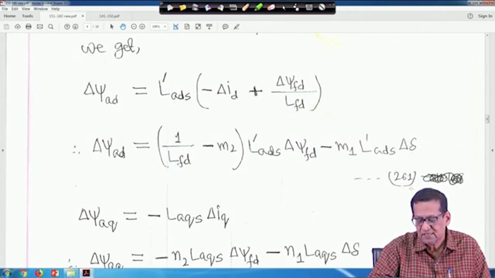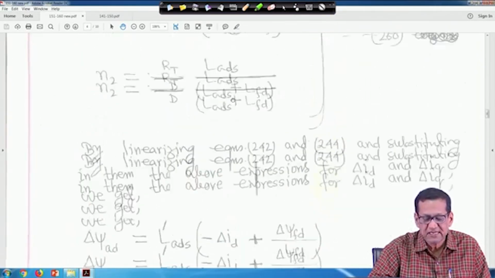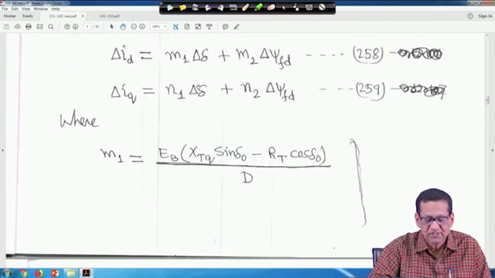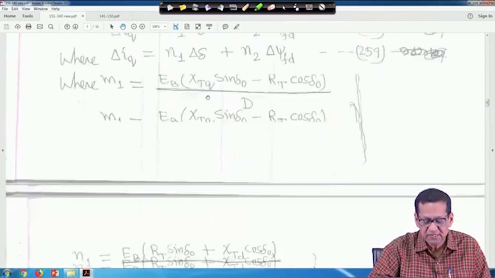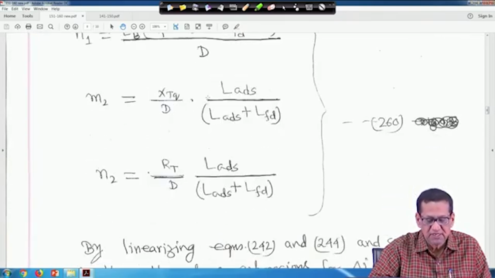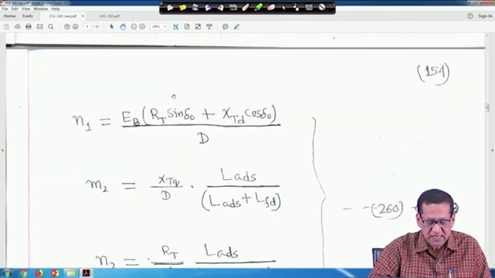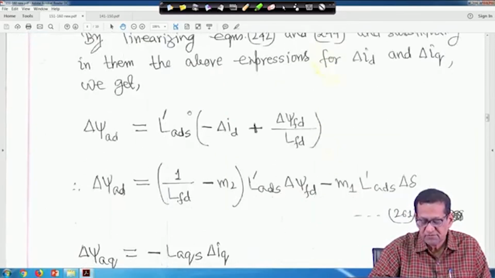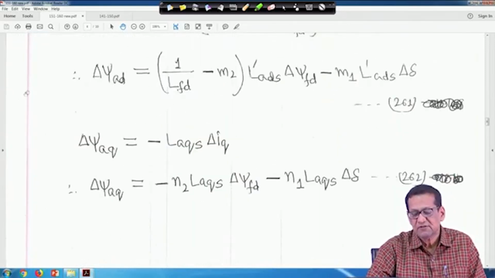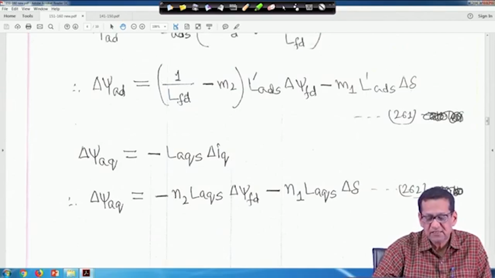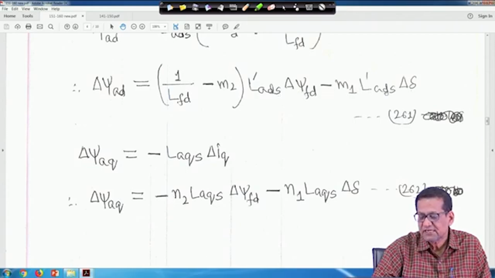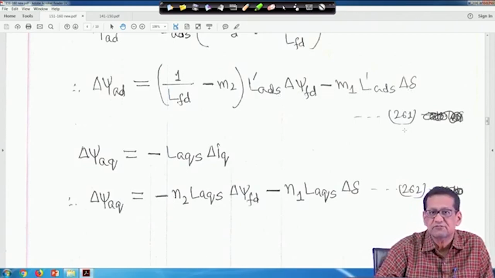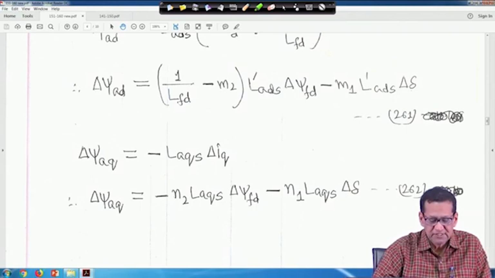This is equation 261. Basically, what you have to do is substitute the expression for delta Id from this equation, and m1 and m2 are given, this is m1 and this is m2, all are given. So, if you do so, it becomes in terms of m1 and m2. So, delta psi ad is 1 upon L_fd minus m2 L_ADS' delta psi fd minus m1 L_ADS' delta delta. This is equation 261.